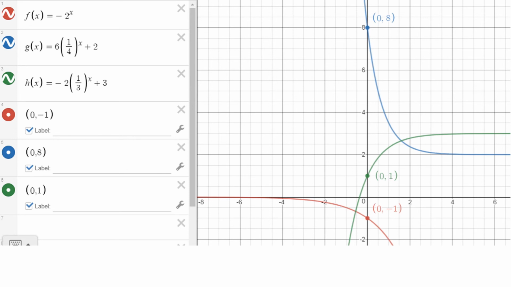The blue one, g of x, lifts it up 2 units. So instead of going through 0, 6, it goes through 0, 8. Asymptote, instead of being the x-axis, is the line y equals 2. The green one, notice the asymptote is now up to 3. And the negative flipped it over.